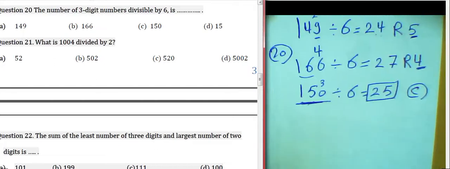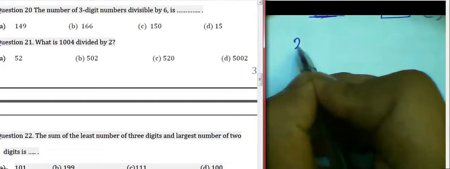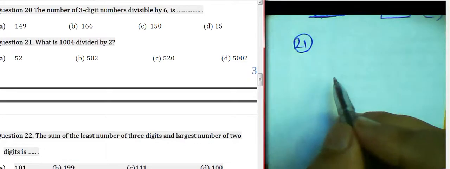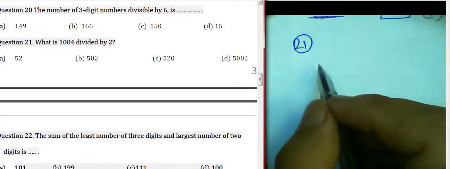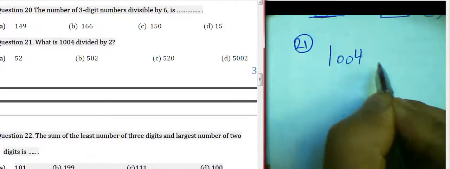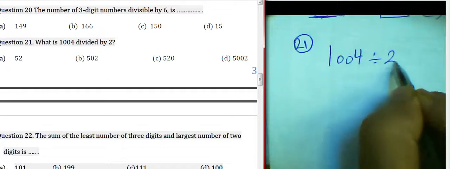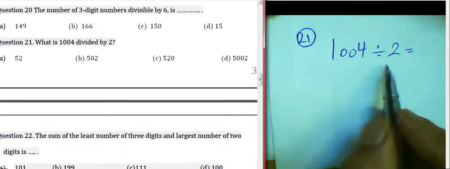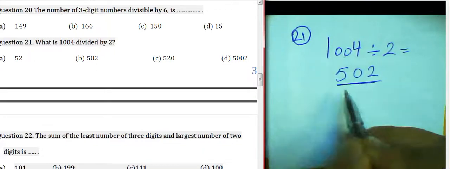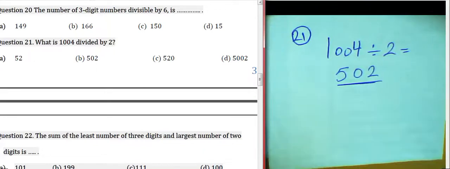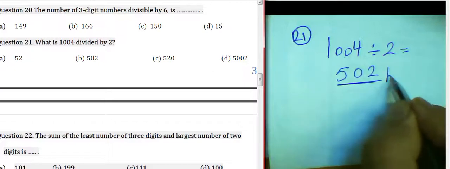Okay. Question 21. What is 1004 divided by 2? We know 10 divided by 2 equals 5. 0 divided by 2 equals 0. 4 divided by 2 equals 2. Then the result will be 502. Letter B for question 21.